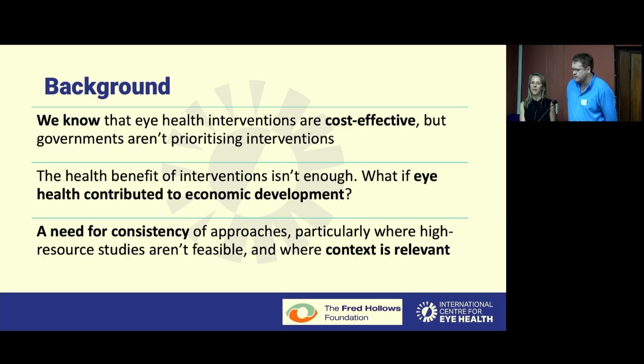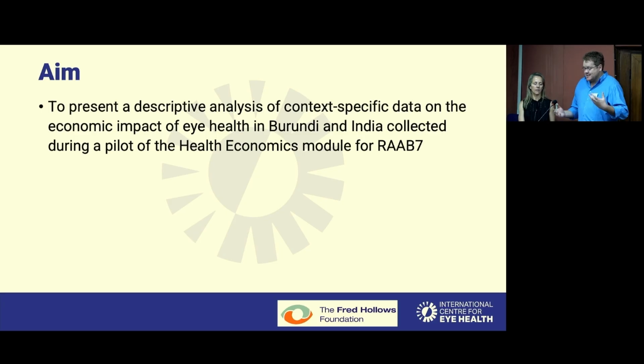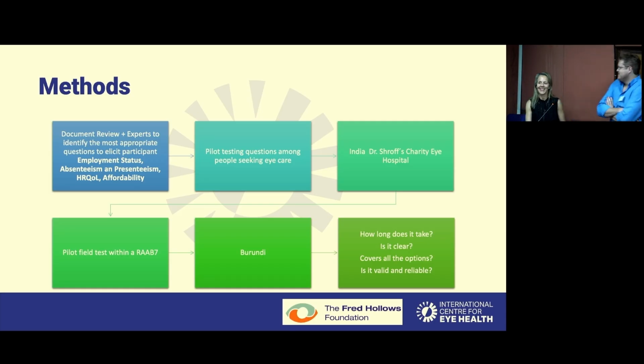This is something that we set out to address in developing a health economics module, and connecting it to RAB was, in our opinion, the way forward to lead to more consistent, context-specific evidence collected across each country. The aim of this study was to develop a context-specific estimate of the economic impact of eye health. That's the aim of the overarching study, but what we're presenting today is two pilots that we've done in the design of this health economics module. One was in India and one was in Burundi. And I'll hand over to Patricia.